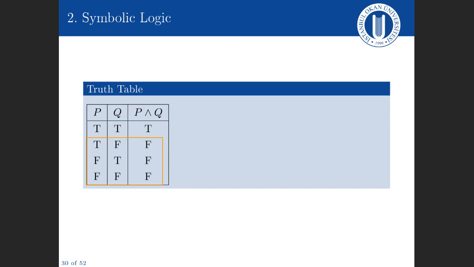Bottom 3 rows, are both P and Q true on any of these rows? And the answer is no. These are all false. P is true and Q is false. At least one of them is false, so P and Q must be false. Likewise, if P is false, P and Q must be false. False, false, P and Q must be false.